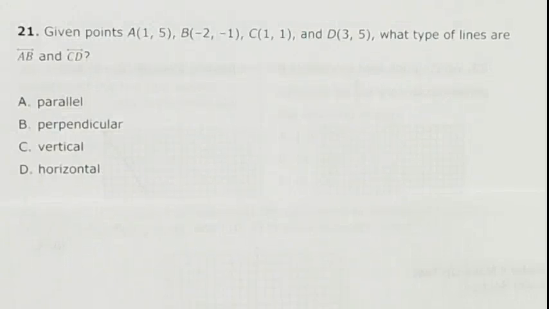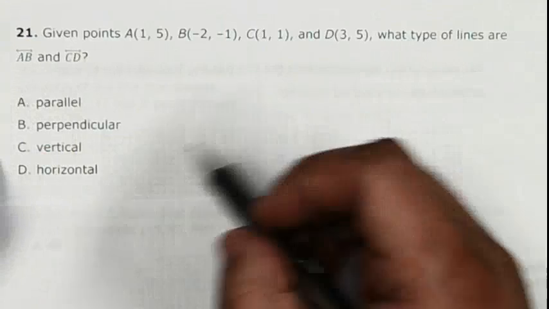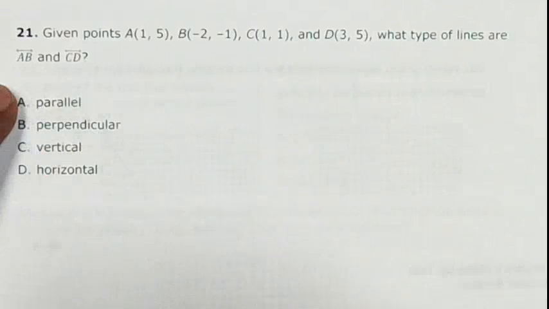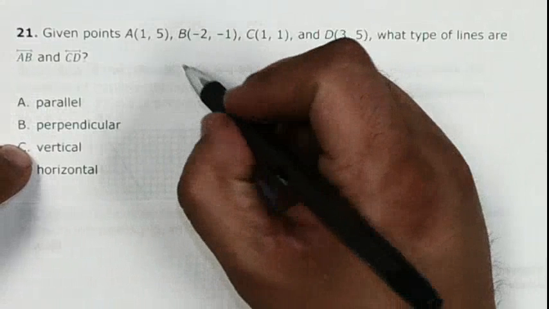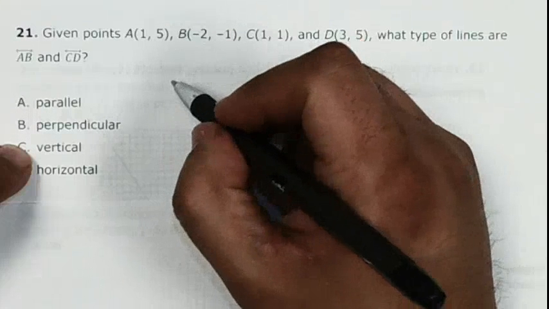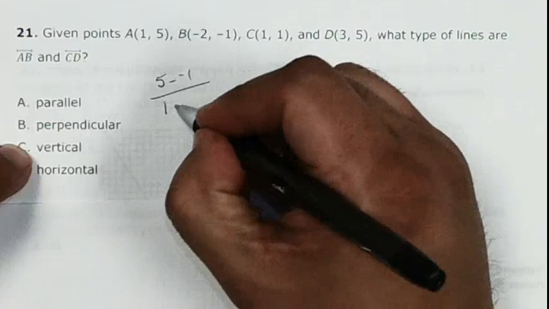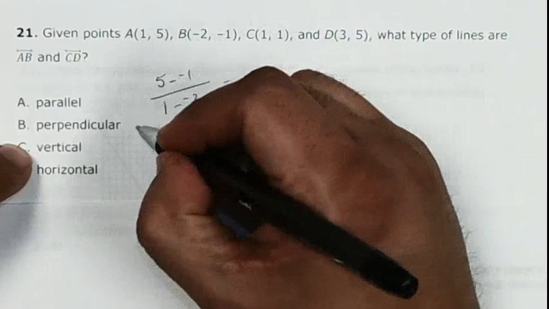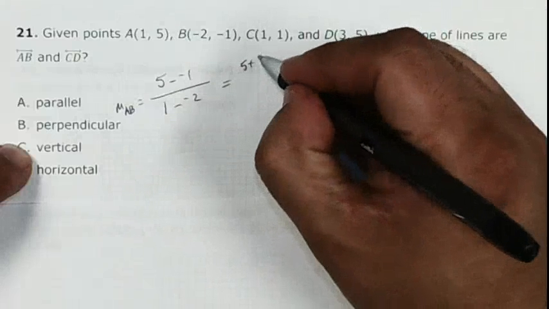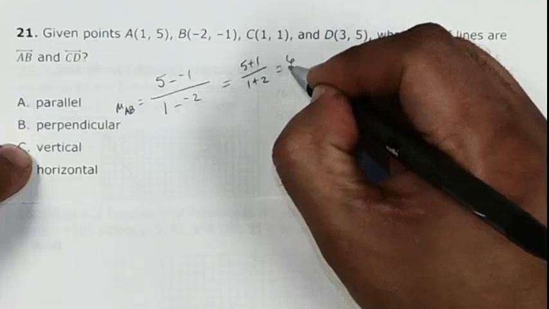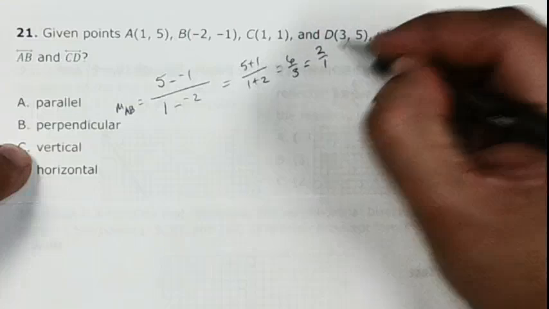All right, number 21 says, given the points A, B, C, and D, what type of lines are they? Since my options say parallel and perpendicular, that means I'm going to have to look at the slopes of AB and CD. So I know that it's rise over run, or change in y over change in x. So I'm going to do 5 minus a negative 1 over 1 minus a negative 2 for AB. That's going to be 5 plus 1 over 1 plus 2, which is 6 over 3.